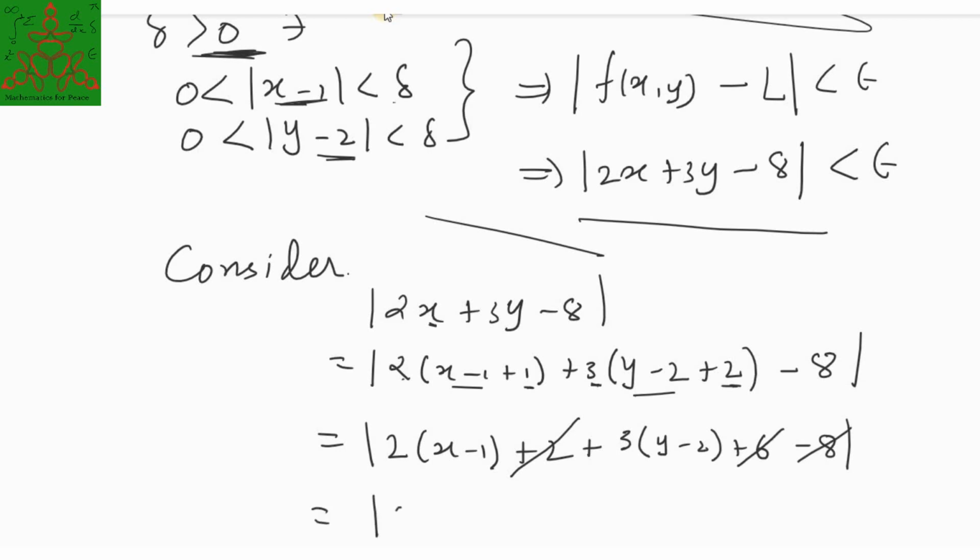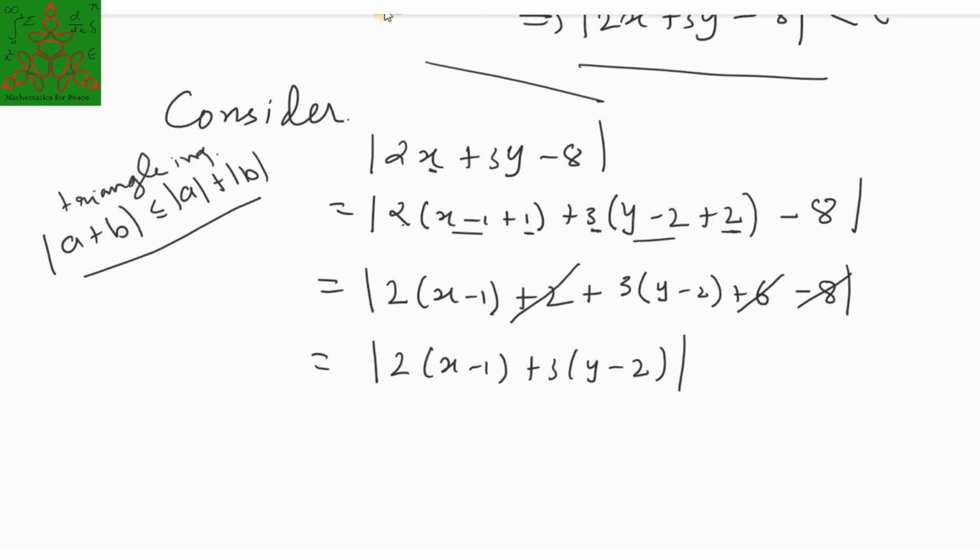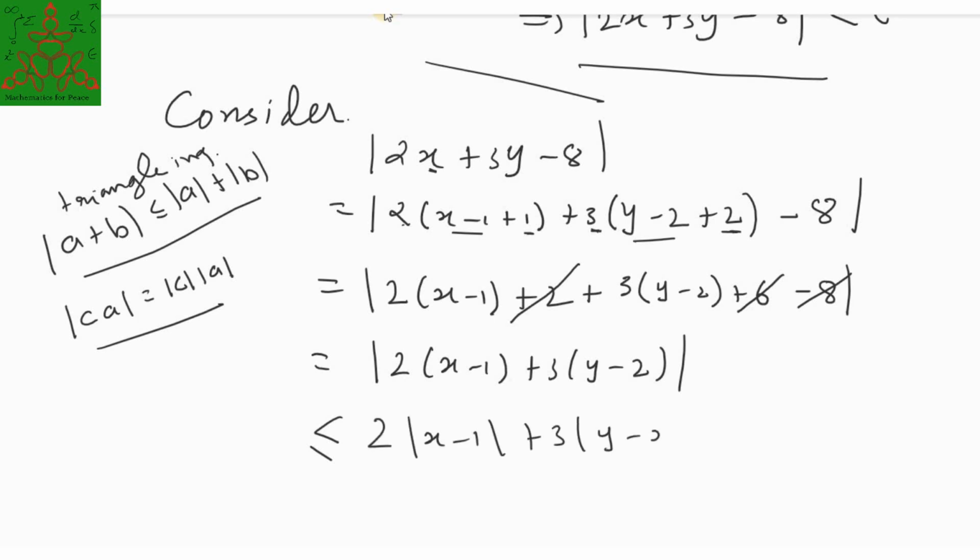So you will have 2 into x minus 1 plus 3 into y minus 2. And if you use, as you know, this result, mod of a plus b is less than or equal to mod of a plus mod of b. This is known as the triangle inequality. So using this triangle inequality, and also the property that mod of c into a is mod c into mod a, we'll write this as less than or equal to 2 into mod of x minus 1 plus 3 into mod of y minus 2.